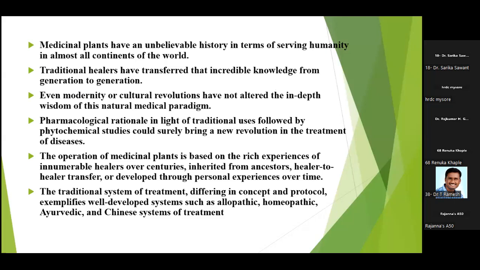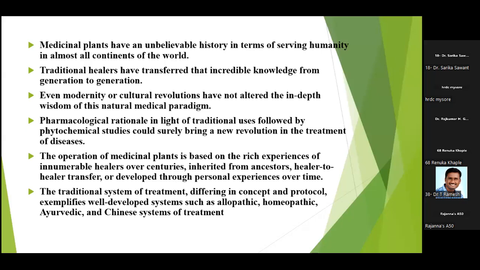As I said, traditional healers have transferred that incredible knowledge from generation to generation. Whatever knowledge they gain by treating patients, they have to transfer to others. Otherwise, it is very difficult for the next generation to successfully live on this earth. Even modernity or cultural revolutions have not altered in depth the wisdom of this natural medicinal paradigm. The operation of medicinal plants is based on the rich experiences of innumerable healers over centuries, inherited from ancestor to ancestor, healer to healer, and developed through personal experiences over time.